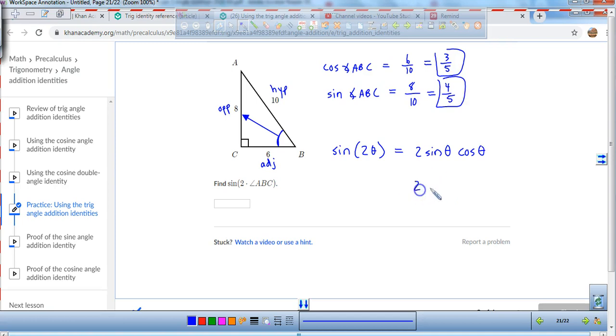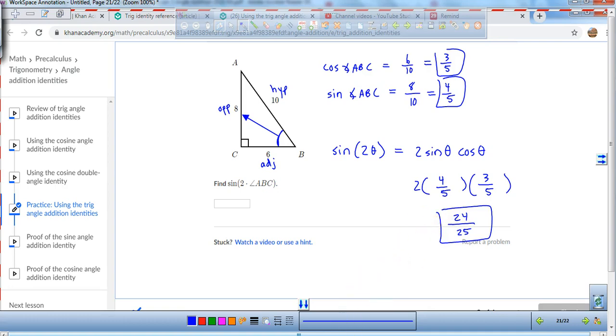So let's just write down 2. Our sine of theta was 4 over 5. Our cosine of theta was 3 over 5, and we just multiply top times top times top, which is 2 times 4, which is 8, times 3, which is 24, over 5 times 5, which is 25, and I'm going to type in 24 over 25.